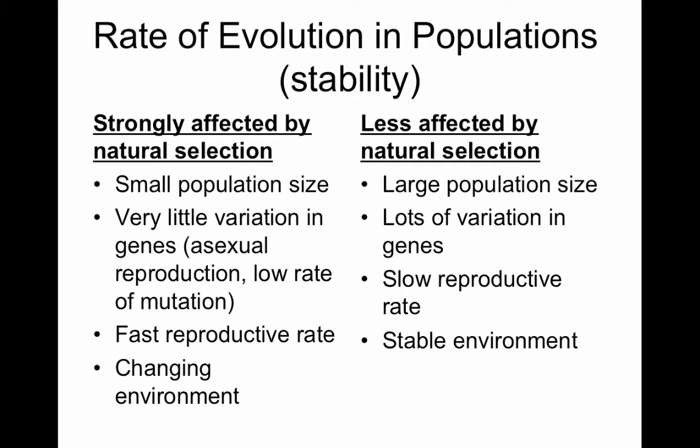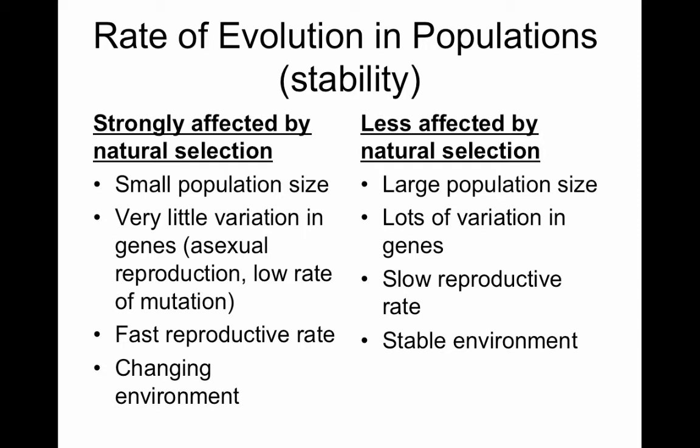When looking at the rate of evolution in populations, it's important to note a couple factors. Populations that are small in size, have very little variation, reproduce quickly, and have a continuously changing environment are going to be evolving and be affected more strongly by natural selection. Populations that have a large population size, lots of variation, and a slow reproductive rate with a stable environment are going to evolve less quickly.